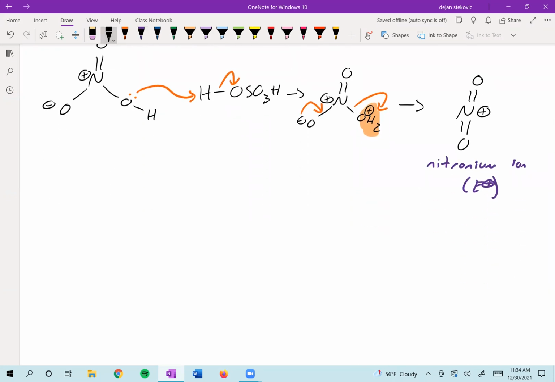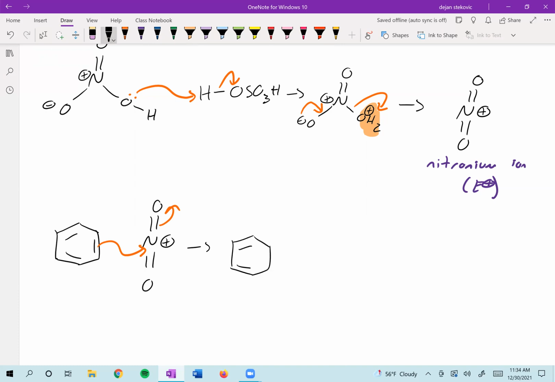Now that we've got the activated electrophile, the rest of the mechanism is the same as what we've previously seen. Our aromatic ring, which is our nucleophile, is going to attack the electrophile. We're going to break a nitrogen-oxygen bond. That way we don't break the octet rule for nitrogen because we know we're not allowed to do that. This will then result in a sigma complex.